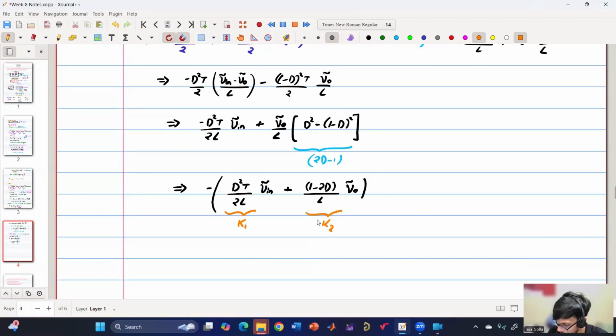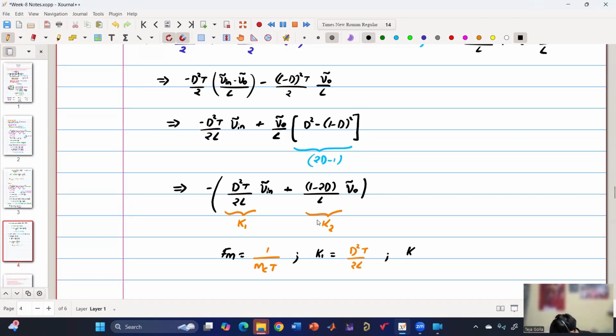So now if I write the expressions, fm is how much we are getting? I was getting 1 by mc into t. Similarly, I'll get k1 equal to d square t by 2l, and k2 I will get 1 minus 2d by 2, t is there. So I have forgotten to write t. So here we have t. Here also t.